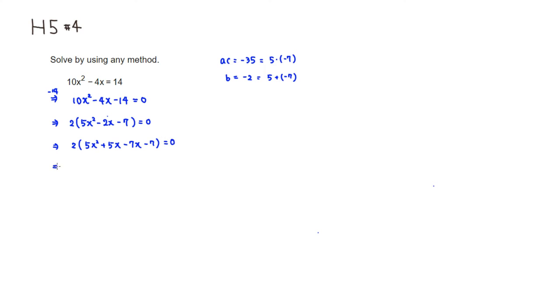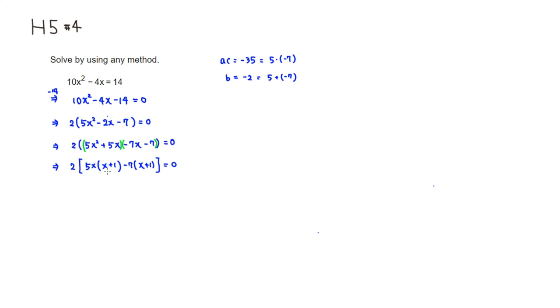And we can do the grouping. I'm going to group the first 2 together here, and the second 2 together. There's a 5x in common, so we put 5x, and what's left is x plus 1. Here, negative 7 is in common, and x plus 1 is left over, equal to 0.